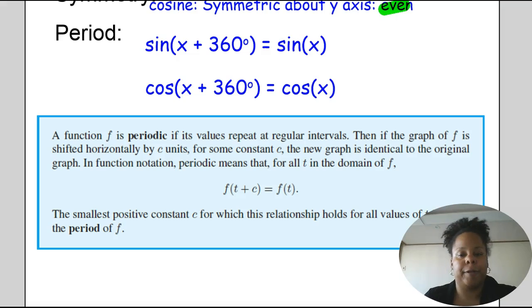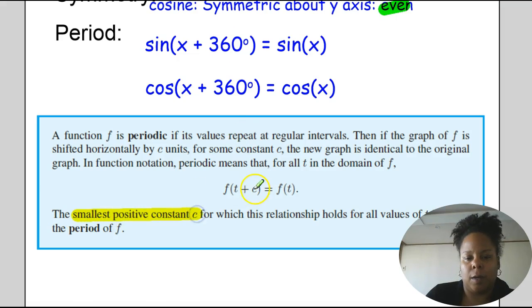And there's a definition for periodic, which we talked about last video, but it's important to note that this relationship will hold for all periodic functions where C is a value for which the function repeats itself. Now, it's important to note that in this case, it's 360, but I could put 720, I can put 1010, any multiple of 360 in here, and it would work. But when we consider the period, we want the period to be the smallest positive number possible. So that's why our period is 360.